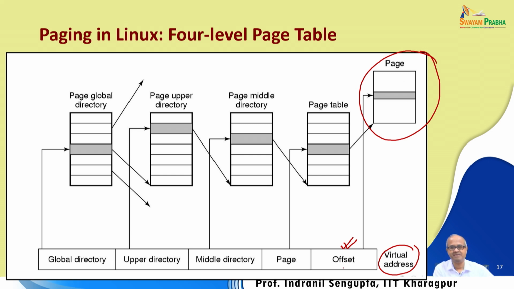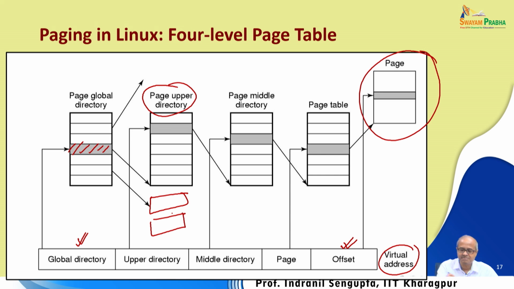That is the last part, and the first piece will address a global directory, that is the outer directory, the outer page table, some entry in that outer page table. That entry in the outer page table will be pointing to one of the next level page tables, because at the next level there may be multiple such page tables. It will be pointing to one of the page tables, and within that page table the upper directory will contain the offset, that is, which entry.